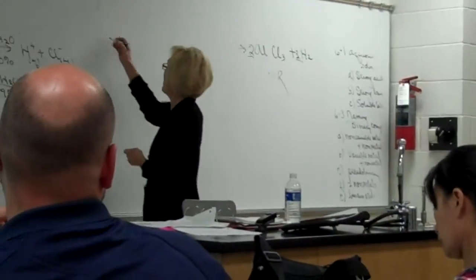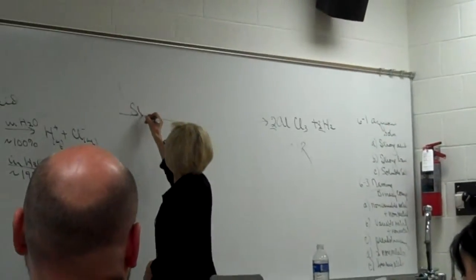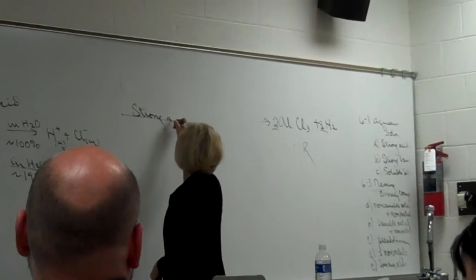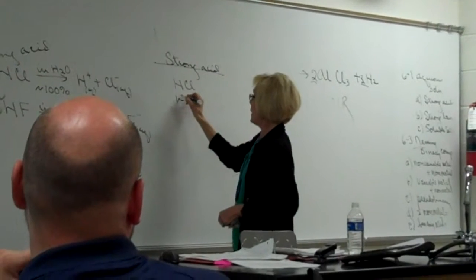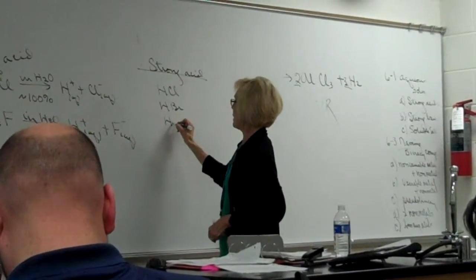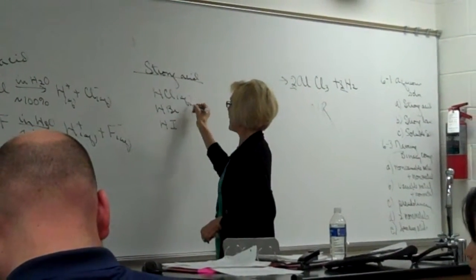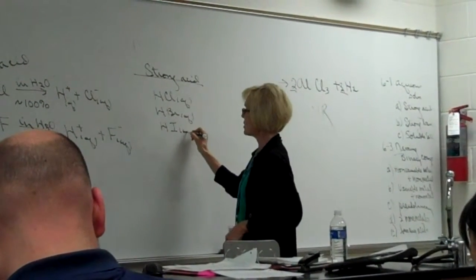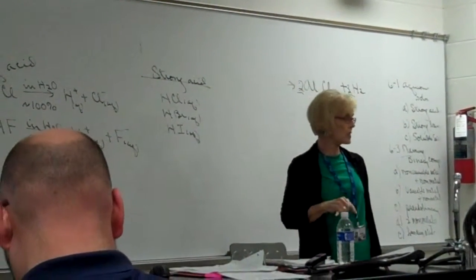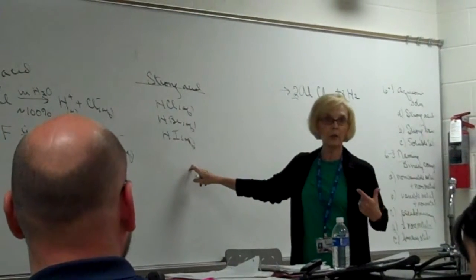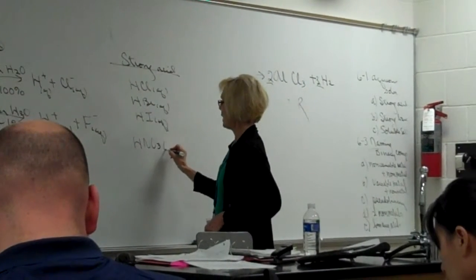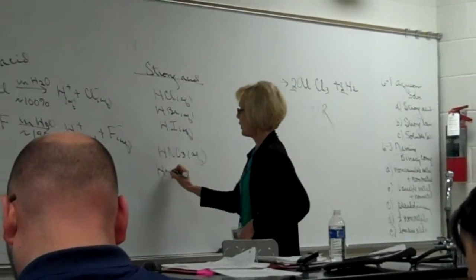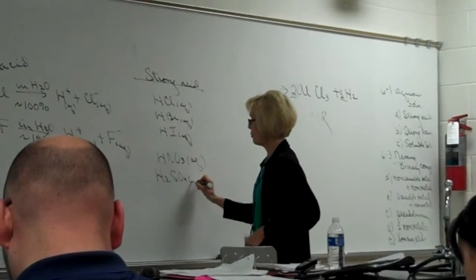Your textbook has 7, OWL has 6, and here they are. Ones that are found to be strong. Okay, HCl is strong. HBr is strong. HI is strong. And technically, for them to be acting as a strong acid, I've got to write aq behind it. They're in aqueous solution. Then we have HNO3, nitric acid. We have H2SO4, sulfuric acid.